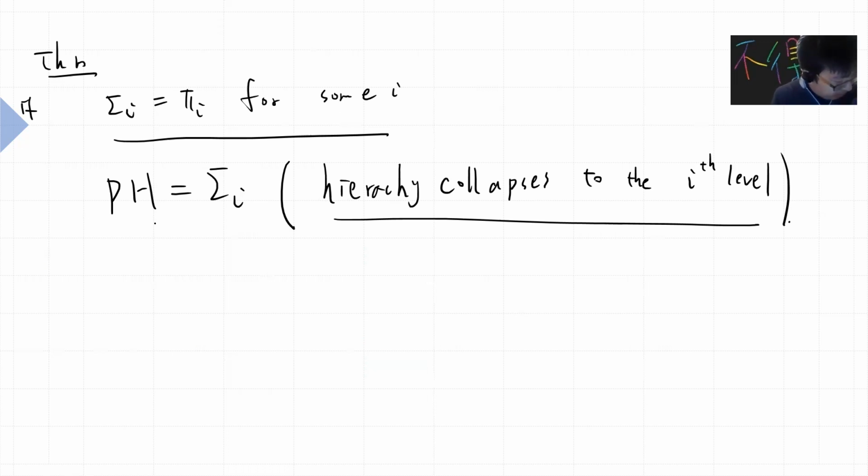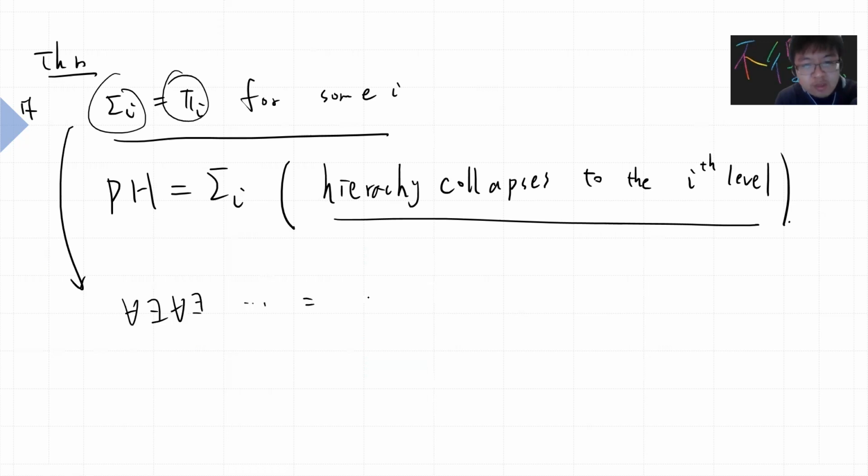The proof is also simple. If this is true, it means that you can change the for-all-exists to exists-for-all. If both lengths are i, you can replace this, and at the next level you can use this as an identity, and you just keep going, and you can prove this.